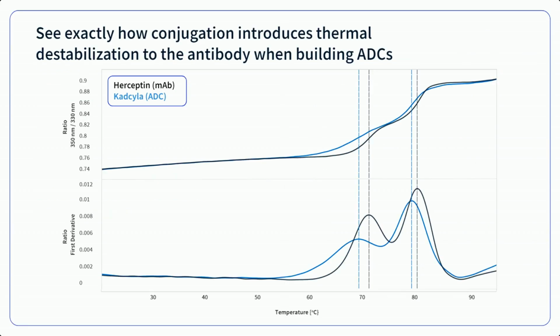So with the resolution you get from the Prometheus Panta, it's easy to create a profile of different constructs and compare them to see just how conjugation impacts the overall stability of the molecule. This is the same data we just saw. The dimensions of the plots are just a little different.